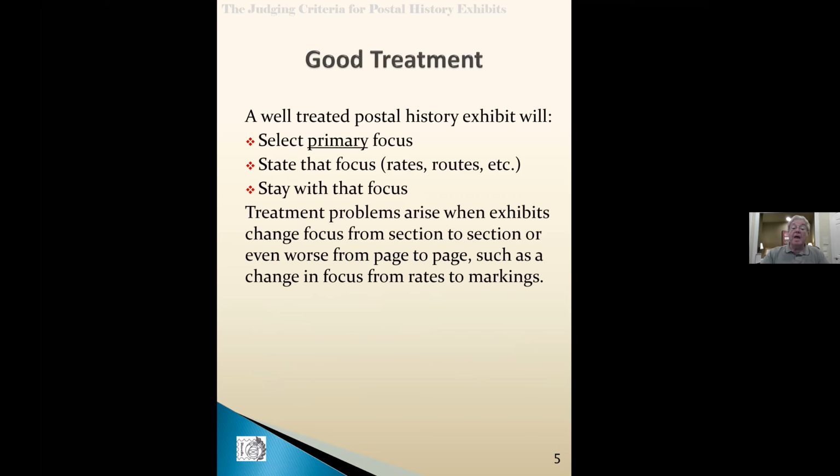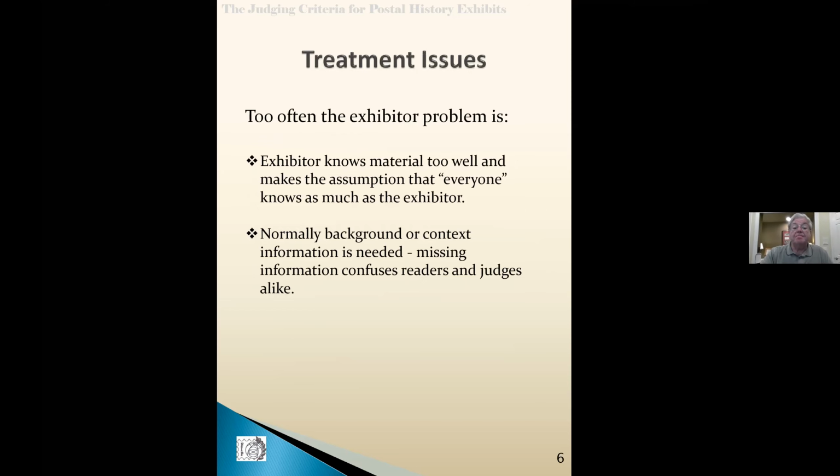Good treatment. A well-treated postal history exhibit will select the primary focus, state that focus, whether it's rates, routes, markings, or systems. Stay with that focus. You don't want to flip-flop from one focus area, such as rates, to markings. You want to stay with the one, you want to emphasize the main focus. You can come in with other focuses, but they should be secondary and support the main focus.